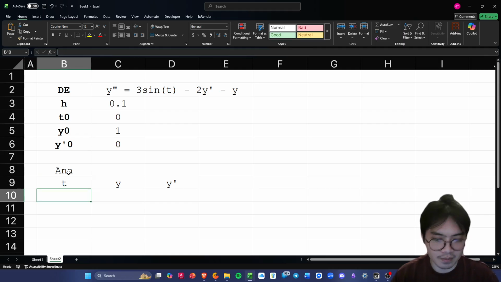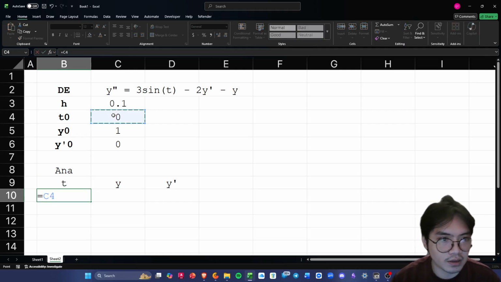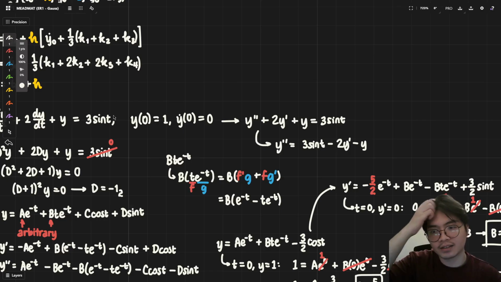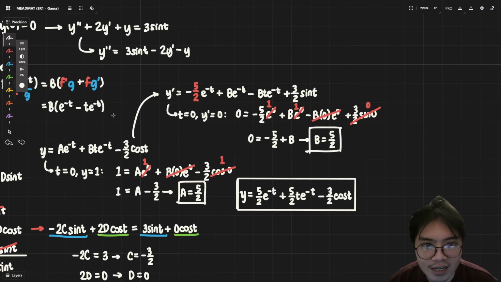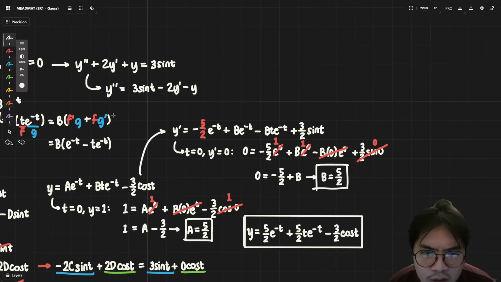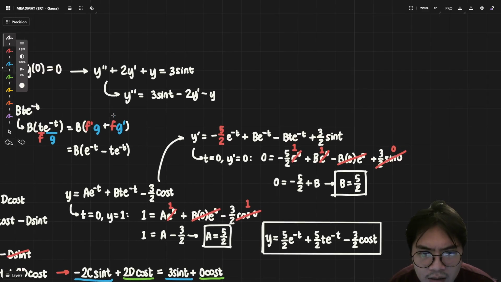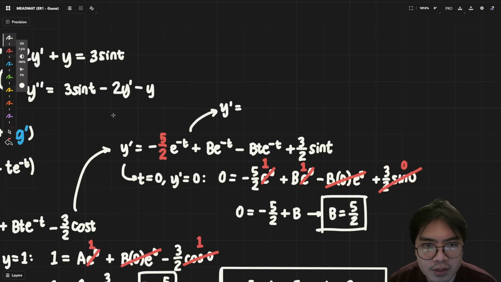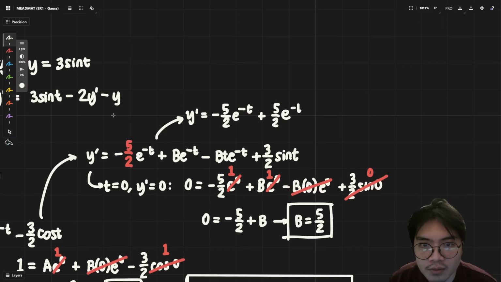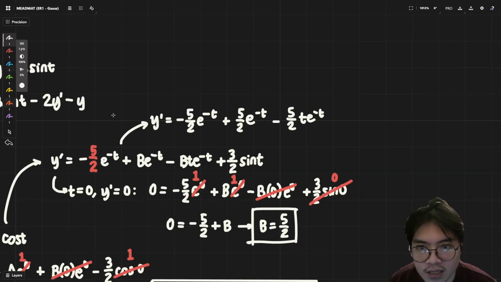Okay, let's have this as t, sorry. It's going to be 0 in here. Then our y. Let's have our value of y prime as well. Let me solve this a little bit. You'll now have y prime equal to negative 5 over 2 e raised to negative t plus 5 over 2 e raised to negative t minus 5 over 2 t e raised to negative t plus 3/2 sine t.